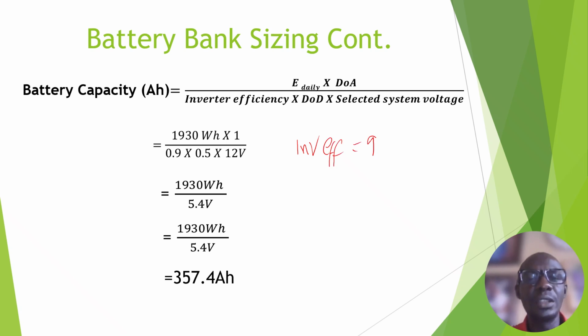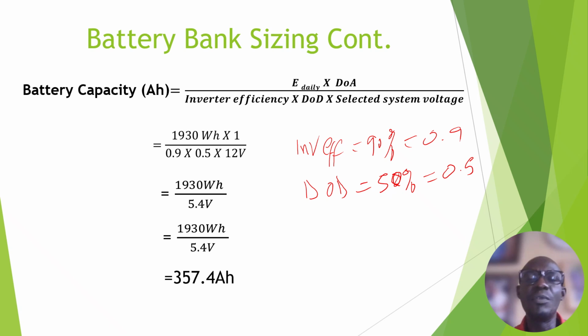which is equal to 0.9. Then my depth of discharge, I'm choosing 50% because I don't want to damage my battery so fast. So that one will be 0.5.